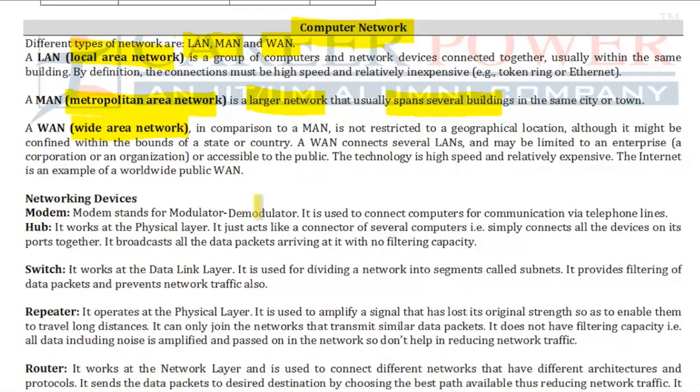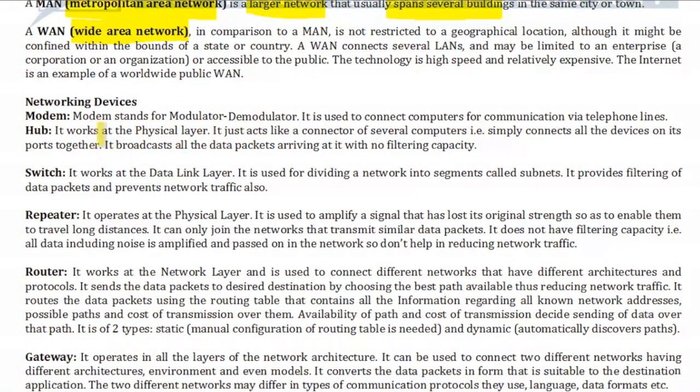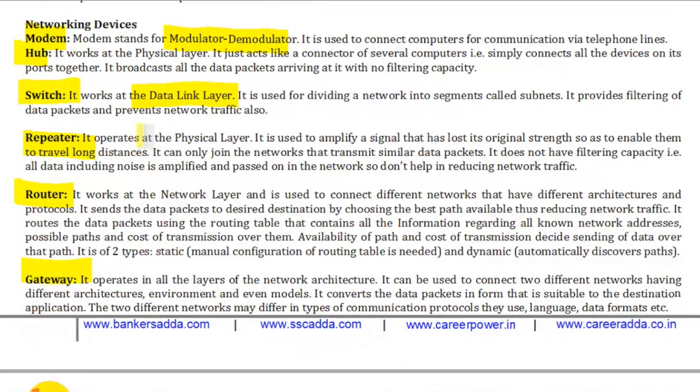Now, let us have a look at some networking devices. Modem, hub, switch, all these are networking devices. And modem stands for modulator, demodulator. Then there is a repeater, router and gateway. Switch, it works on the data link layer. Now, what is data link layer? We will get to know that when we will see OSI model or layers of OSI model. Next, we have a repeater. Repeater operates at physical layer. It is also a layer of OSI model.